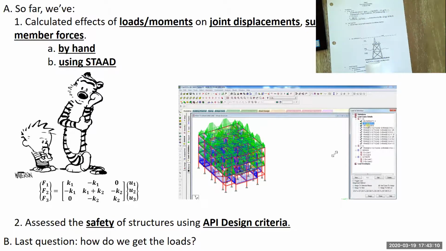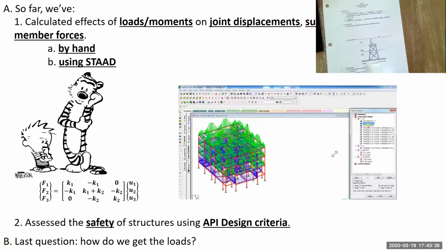And really, we could have used any design guidance here. We could have used American Society of Civil Engineers. There's other codes that are out there, the International Building Code. The API design criteria is nice because it applies specifically to offshore. And since we have ocean engineering structures, it makes sense.